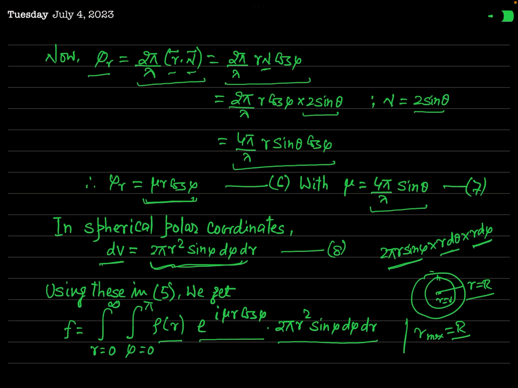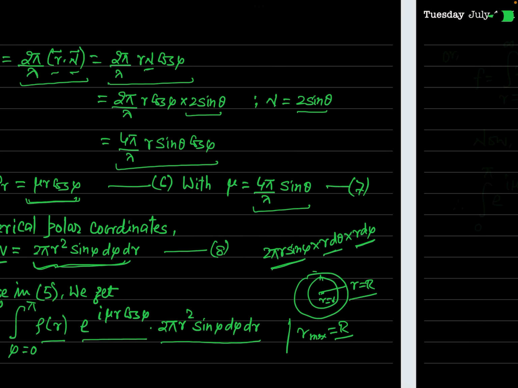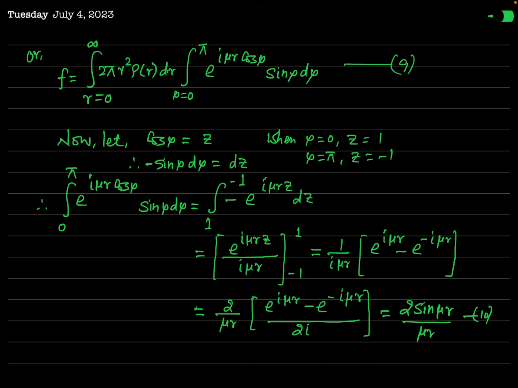Actually here we are going to integrate with respect to two variables. One variable is phi and another is r. So let us separate this integral for the two variables. You can write f equal to the integral for r from r0 to infinity of 2 pi r square rho of r dr times the integral of e to the power i mu r cos phi times sin phi d phi for phi from 0 to pi.